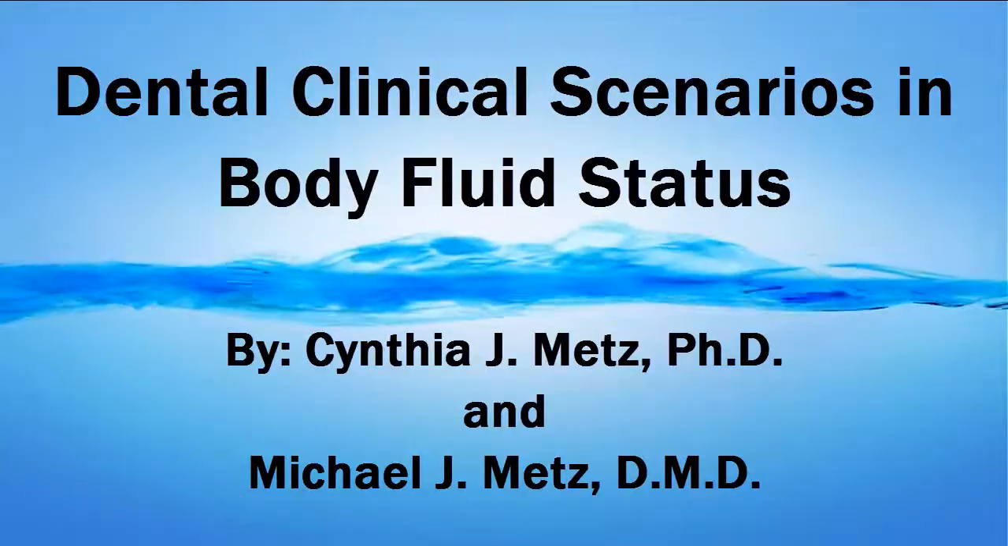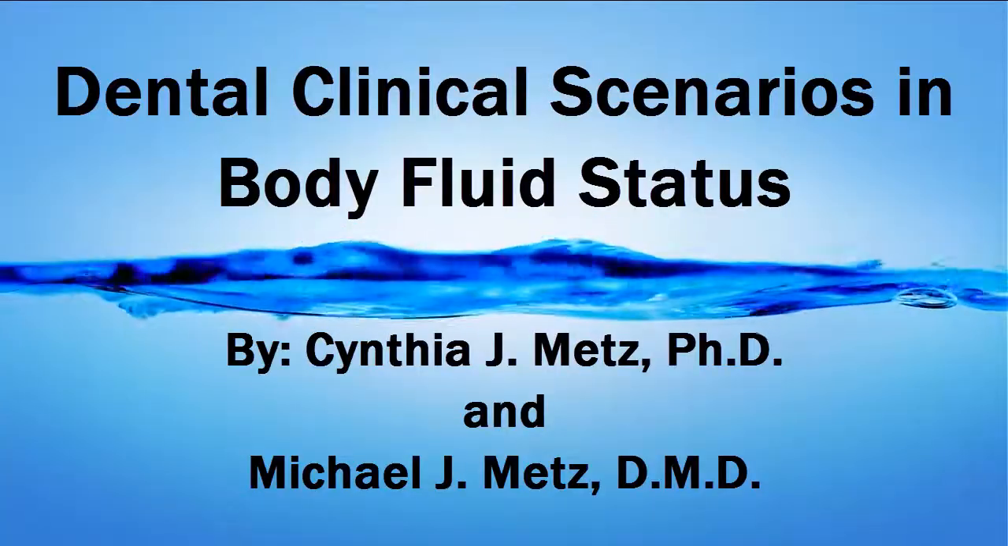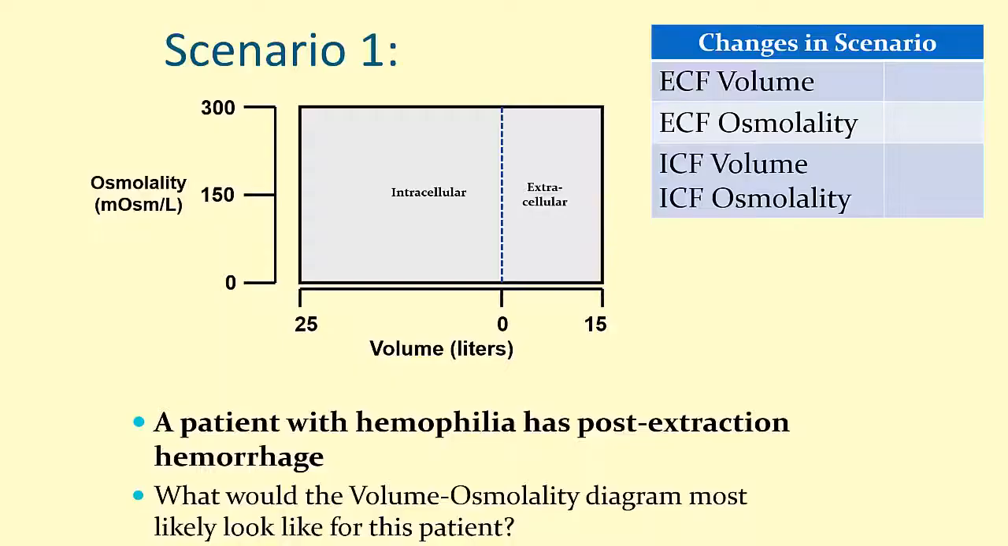We are going to be examining how a volume osmolality diagram would be altered in 5 dental cases. Our first dental patient presents to us with a post-extraction hemorrhage, meaning that there is excessive blood loss. The patient has a condition called hemophilia, in which the blood is unable to properly clot following an injury.